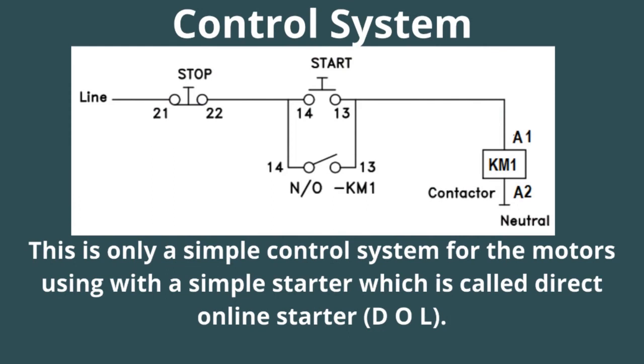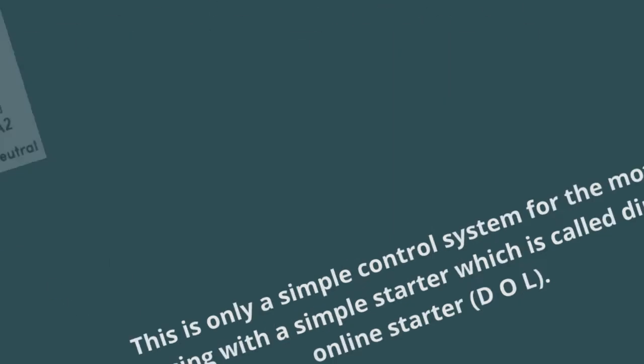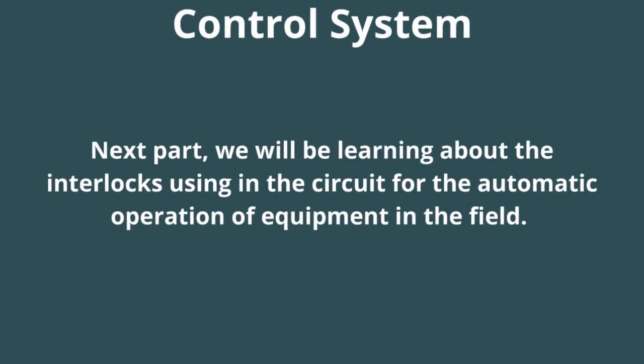This is only a simple control system for motors. This is used in the simple starter, called a direct online starter, to operate the motor. In the next part, we will be learning about the interlocks provided in the circuit for the automatic operation of equipment in the field.